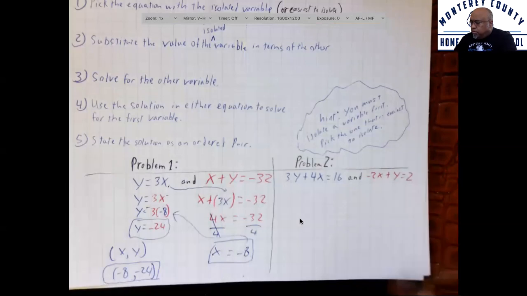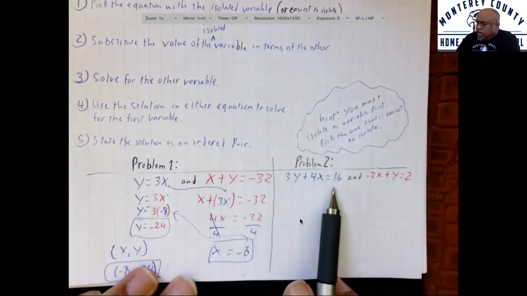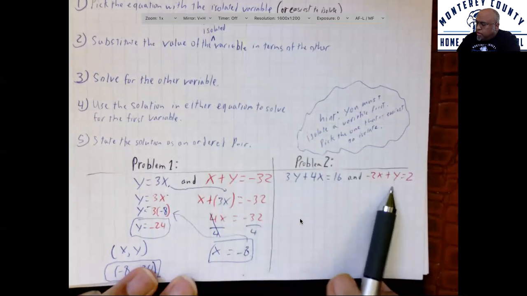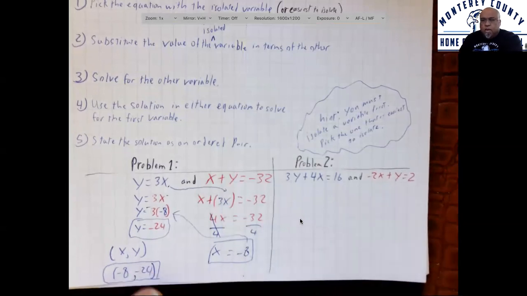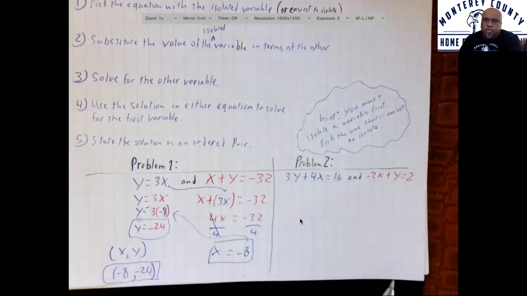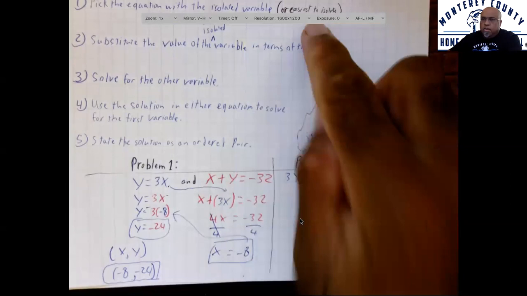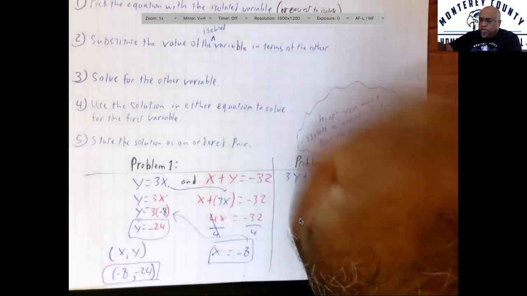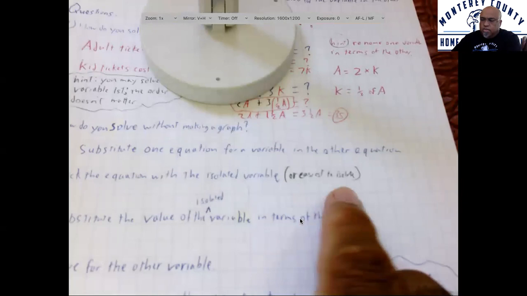Here's another system. It's 3y plus 4x equals 16, and negative 2x plus y is equal to 2. All right, so the first step, pick the equation with the isolated variable. Well, both of my variables are on the same side. Ouch. So what do I do? If you look here, there are these words, or easiest to isolate. Let me just point that out there. You want to pick the one that is easiest to isolate.